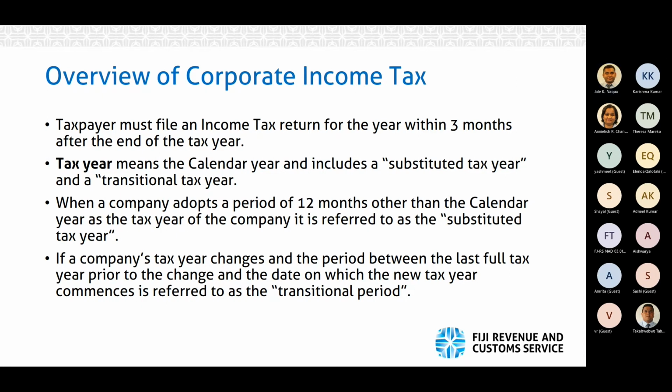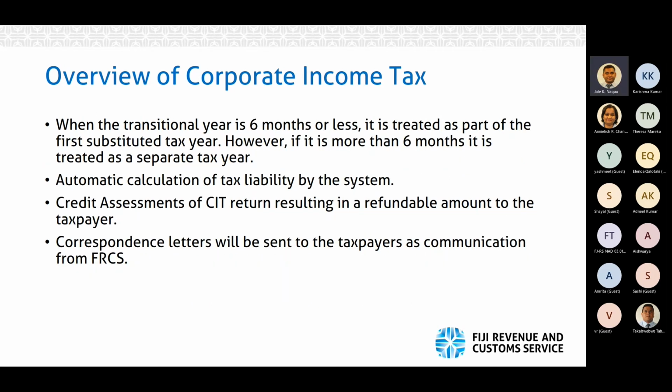June. So when a company adopts a period of 12 months other than the calendar year, it is referred to as the substituted tax year. If a company's tax year changes, the period between the last full tax year prior to the change and the date which the new tax year commences is referred to as the transitional period. So if the transitional period is less than 6 months, it's treated as part of the first substituted tax year. If it's more than 6 months, it is treated as a separate tax year altogether.